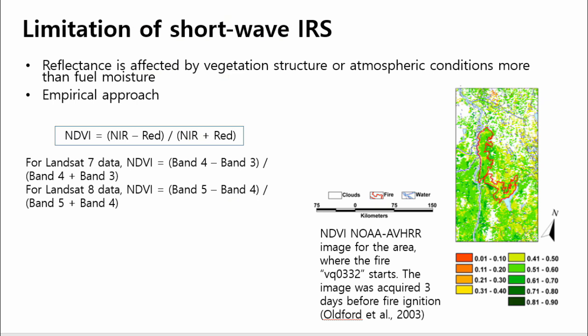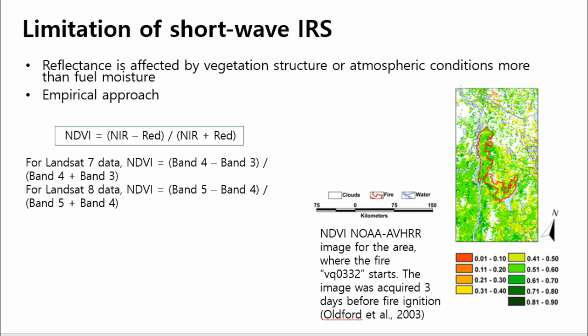Another limitation of using shortwave infrared sensors is that reflectance itself can be affected by different properties, which are not really about the fuel moisture. So it can be more affected by vegetation structures or atmospheric conditions like cloud or smoke, something like that, more than the pure moisture.